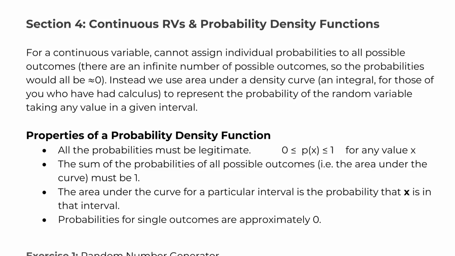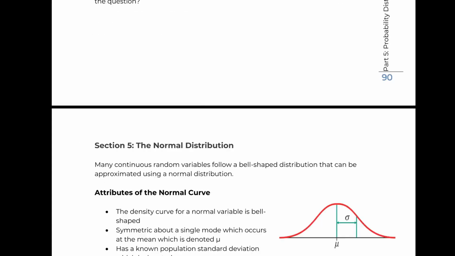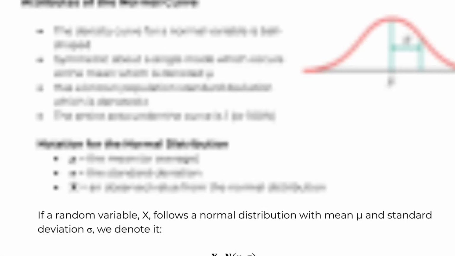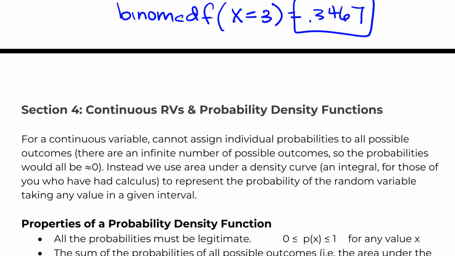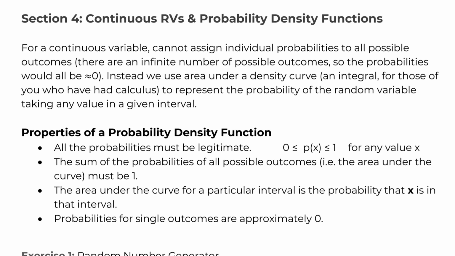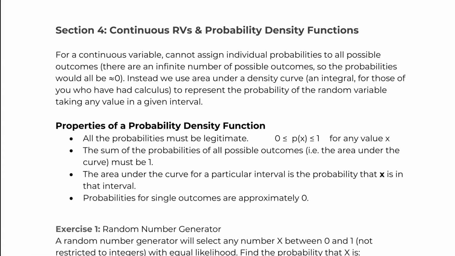So instead we use a density function or a curve to demonstrate these probabilities. What I'm talking about here, this probability density function, you almost always have your probability of x, and we're going to see this in a second, and then your x. And then we're talking about this area under the curve when we're finding probabilities.